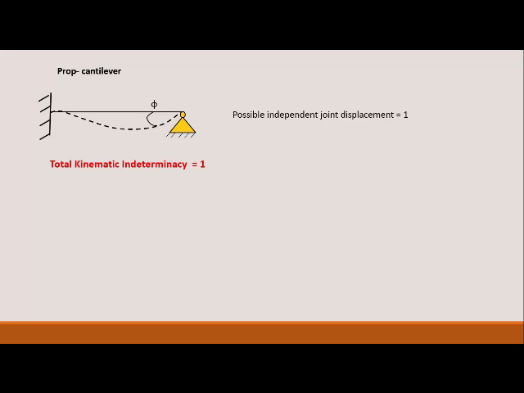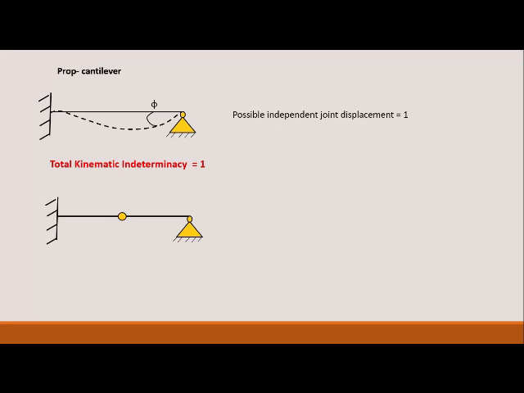I must mention here, if this joint instead of being hinged were a roller, then also the translational movement or the horizontal movement of the roller joint must be ignored, because the axial deformation of the beam is generally ignored unless otherwise mentioned. So here again the kinematic indeterminacy is equal to 1.